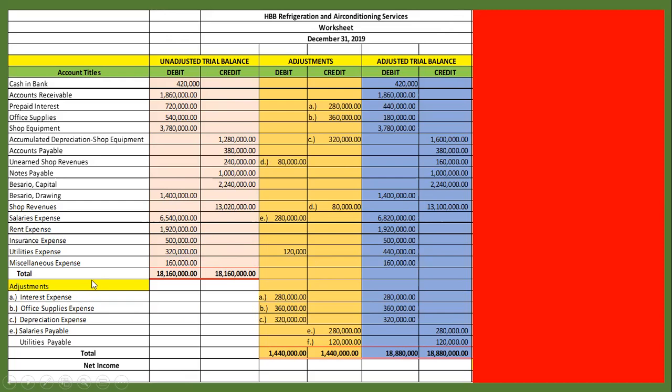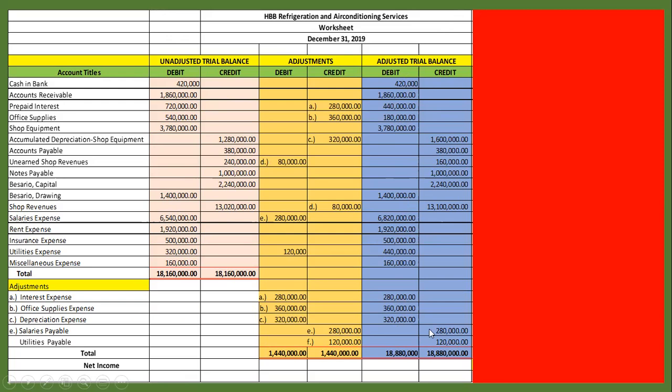And then don't forget we still have items in the adjustment below. So you just observe whether it is a debit or a credit. So interest expense is a debit, so copy on the debit side. Office supplies expense has a debit, just copy. Then depreciation also, copy. Then this time salaries payable is a credit, so copy. And then utilities payable, the last item, copy.